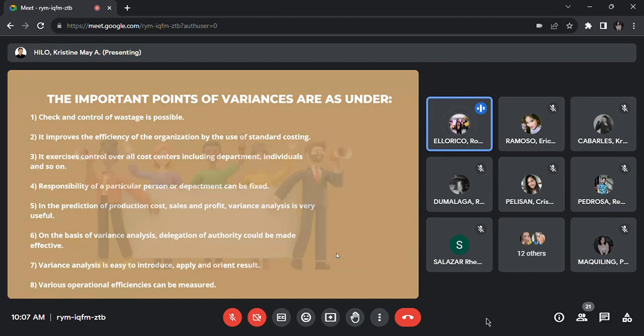Fifth is the predictions of production, cost, sales, and profit. Variance analysis is very useful. Six is on the basis of variance analysis, delegation of authority could be made effective. Seven is variance analysis is easy to introduce, apply, and implement. Last is the various operational efficiencies can be measured. So that is the eight important points of variances.